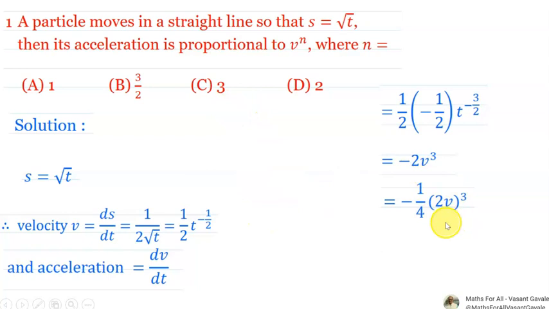We can do the simplification in this way. Hence the option C is correct here.